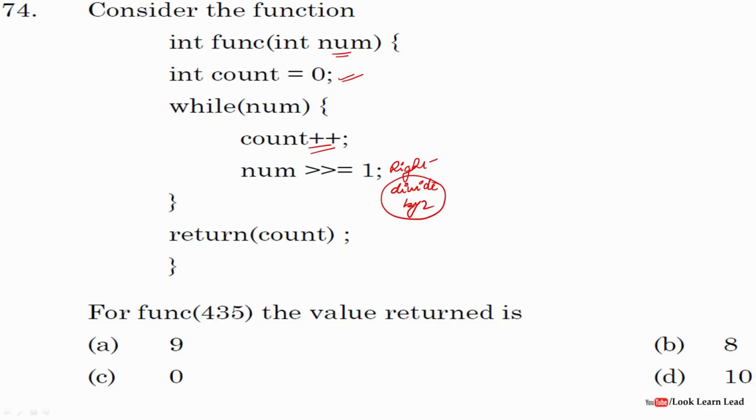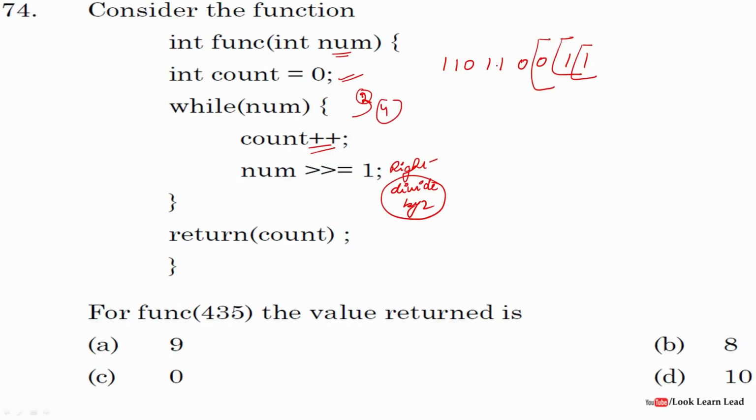So there are two ways of solving this question. I'll show you. The first way is the easiest way, I think. We have to convert this into binary. So when I convert 435 into binary, I would get 110110011. Okay, so we are shifting it right. First right shift, count is equal to 1. Inside the loop, count is equal to 1, and we are shifting it. Then count is equal to 2, then we are shifting it. Then count is equal to 3, we are shifting it.